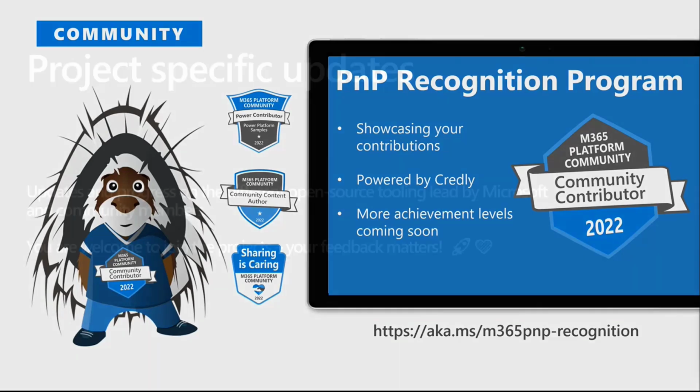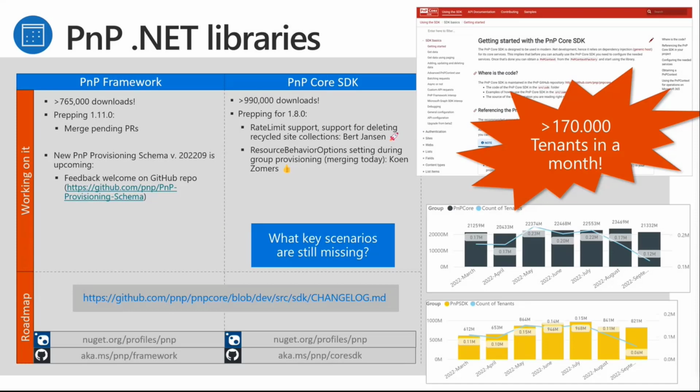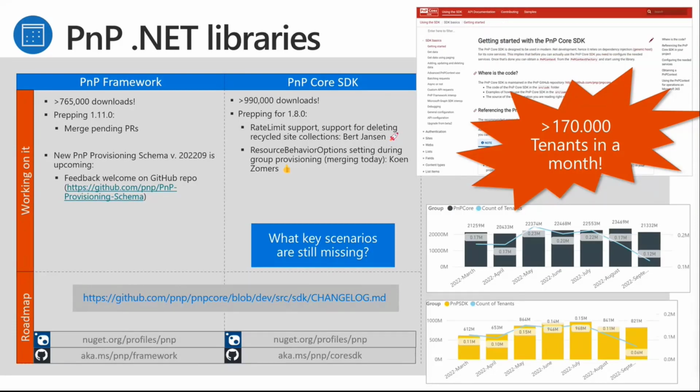Now, let's then go to the individual project-specific updates, what's happening. So first of all, we'll start with the PnP .NET libraries, and I think Bert is on the call to talk about that one. Yes, thank you, Vesa. So for the PnP .NET libraries, we have 2 libraries: PnP Framework, let's call it the legacy older one, although it's not legacy, it's the older one, and PnP Core SDK is the newer one.